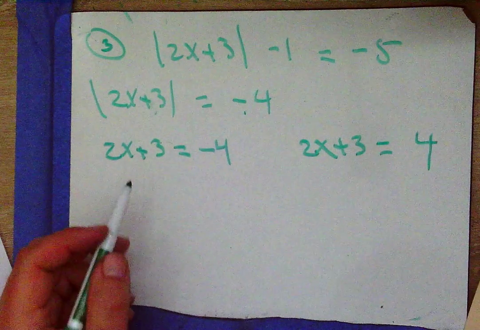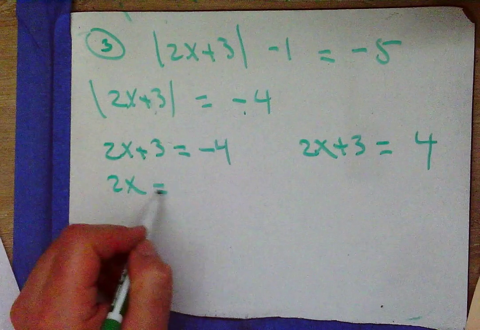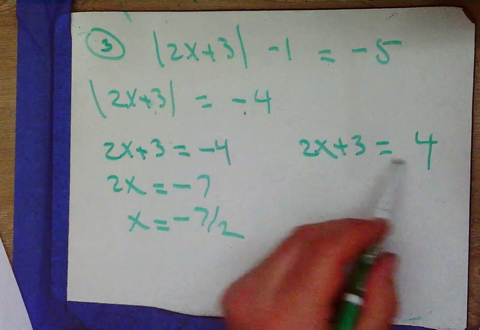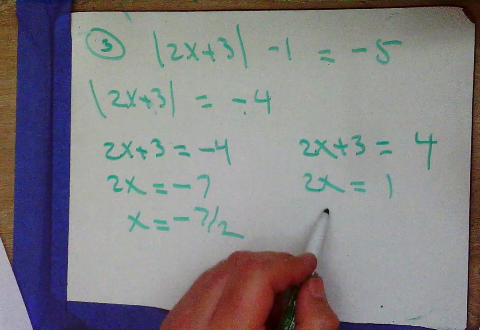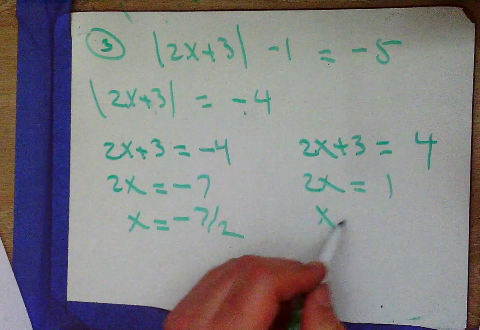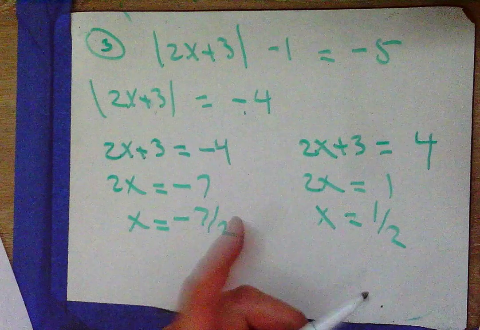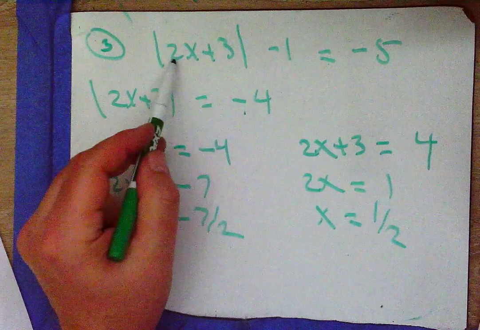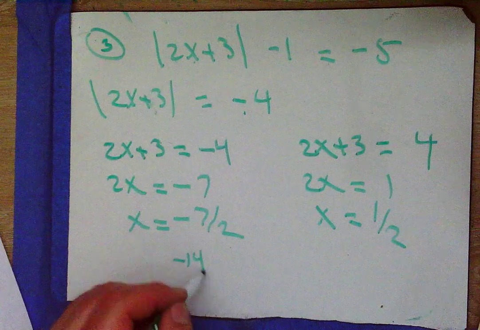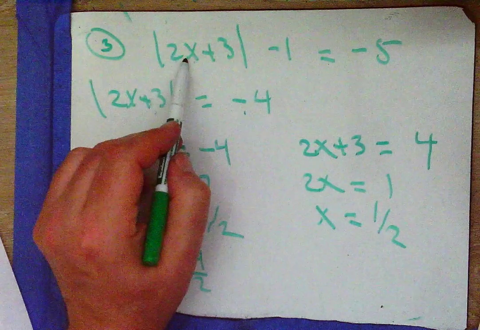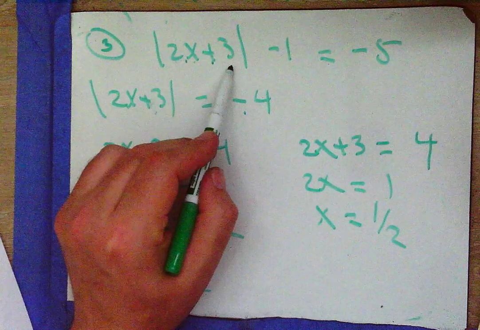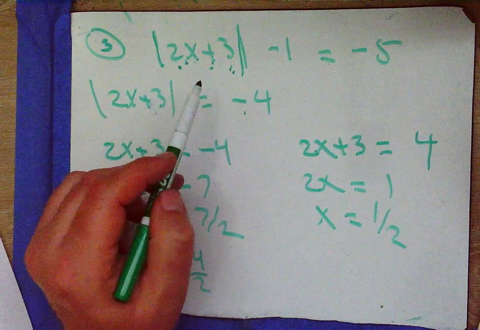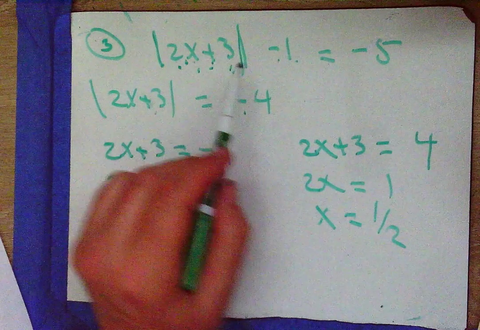So if I solve here, what's going to happen? I'm going to have 2x equals negative 7, or x equals negative 7 halves. And then over here, when I subtract 3, I'm going to have 2x equals 1, or x equals 1 half. Now, just out of curiosity, let's plug these back in. So 2 times negative 7 halves is negative 14 halves, which is negative 7. Negative 7 plus 3 is negative 4. The absolute value of negative 4 is 4. 4 minus 1 is 3. That doesn't equal this.